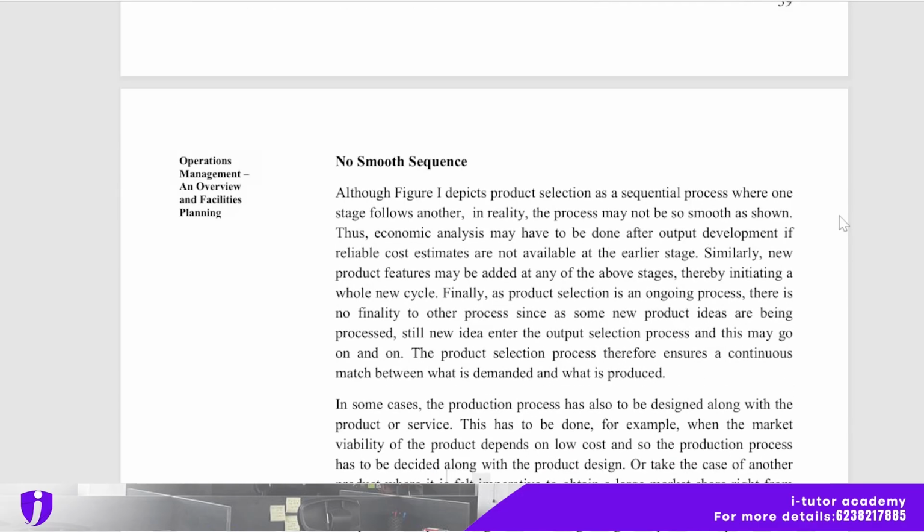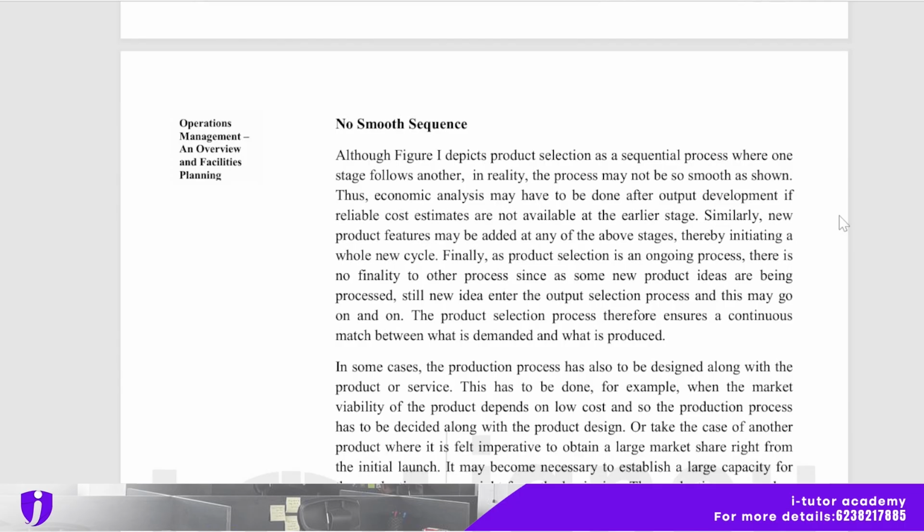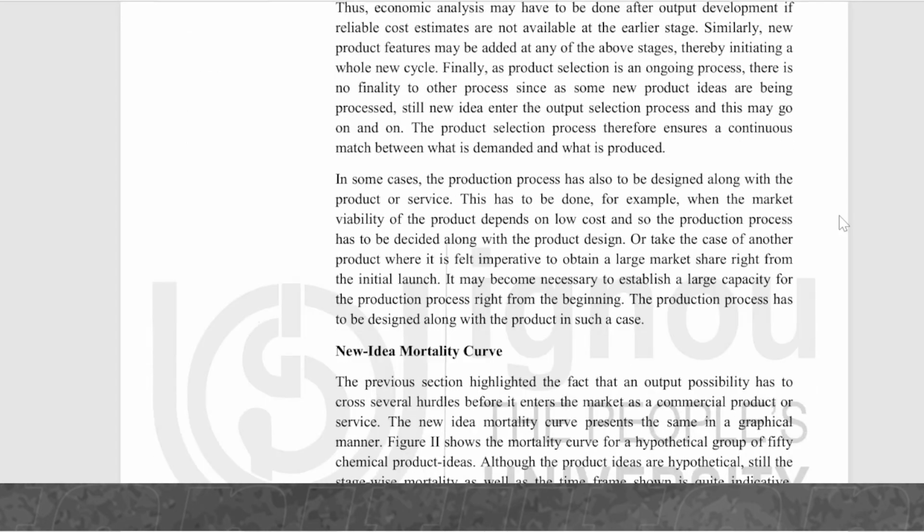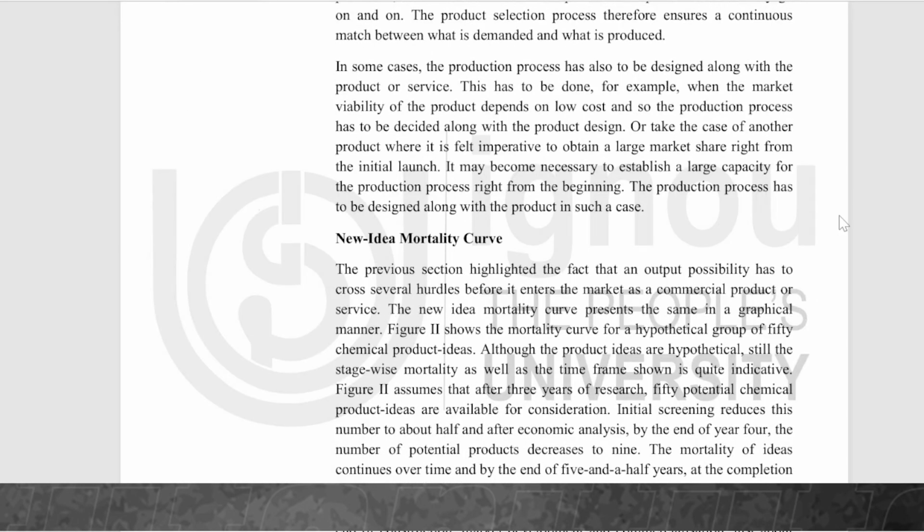No smooth sequence. Although figure 1 depicts product selection as a sequential process where one stage follows another, in reality the process may not be so smooth as shown. This economic analysis may have to be done after output development if reliable cost estimates are not available at the earliest stage. Similarly, new product features may be added at any of the above stages, thereby initiating a whole new cycle.